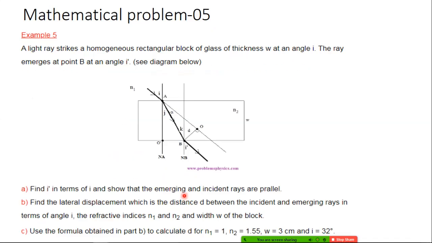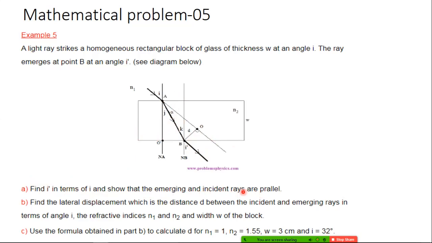And our next question is: a light ray strikes a homogeneous rectangular block of glass of thickness W at an angle I, and the ray emerges at the point B at an angle I prime, and we can see the diagram below. With this diagram we have to solve three questions. Question A is: find I prime in terms of I and show that the emerging and the incident ray are parallel.